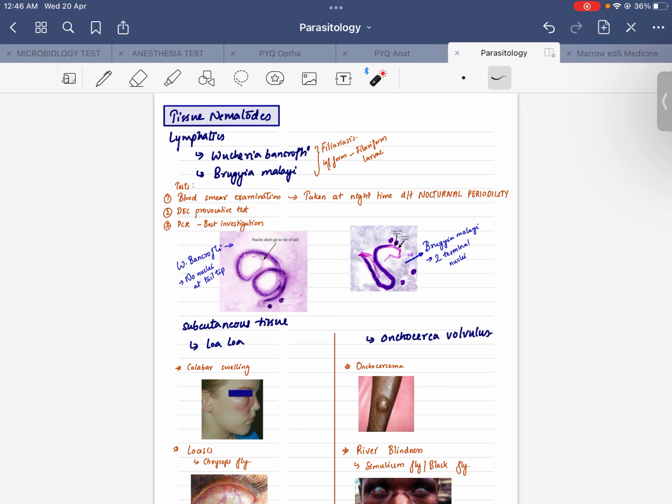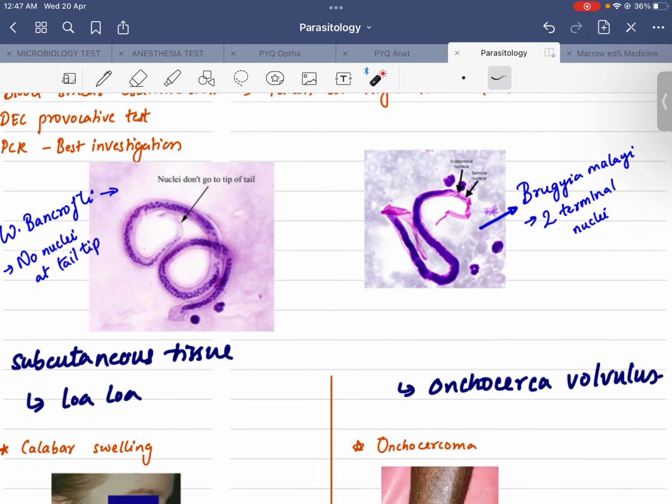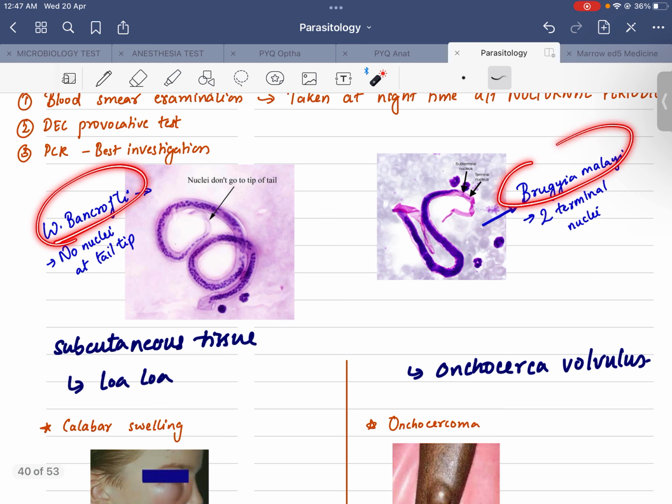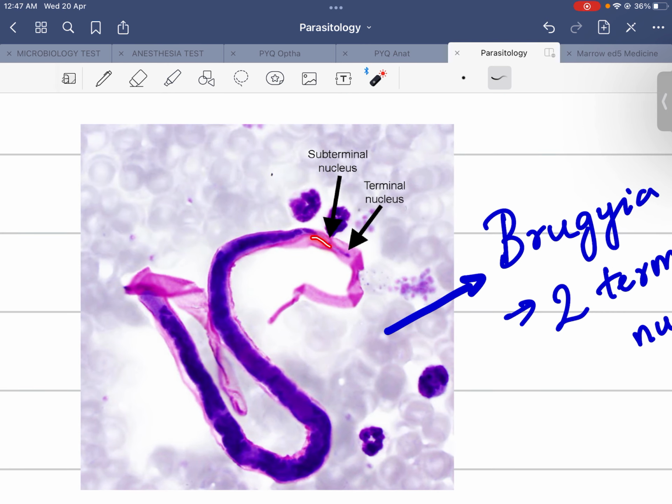To identify these larvae, you should take the blood smear at night, because at night only they will go into the bloodstream. Now how do you differentiate between Wuchereria bancrofti and Brugia malayi? That is differentiated based upon the tail tip nuclei. So look at the tail tip. On the tail tip here I see two nuclei. If I see two nuclei at the tail tip, that is Brugia malayi.